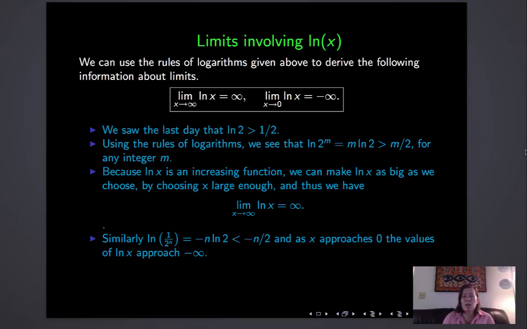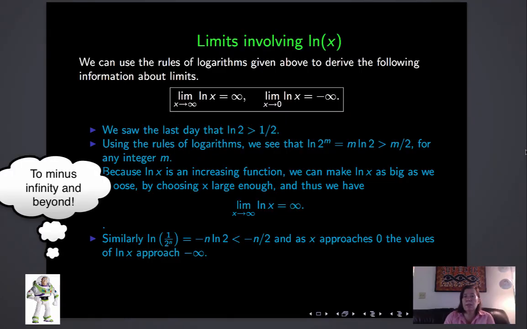Therefore, as this sequence of values 1 over 2 to the n approaches 0, the value of the natural log of 1 over 2 to the n decreases without bound, and we can conclude that as x approaches 0, the values of the natural log of x approach minus infinity by continuity.